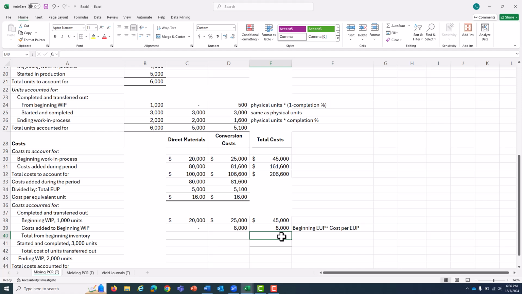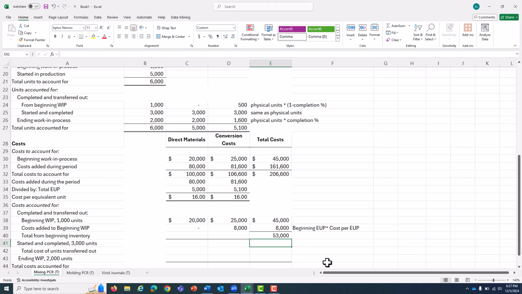So what is the total that we had from beginning inventory? If you add these two numbers together, you get $53,000. Those 1,000 units in beginning WIP ended up costing us $53,000 between what we committed last period and what we put in to finish them in this period.